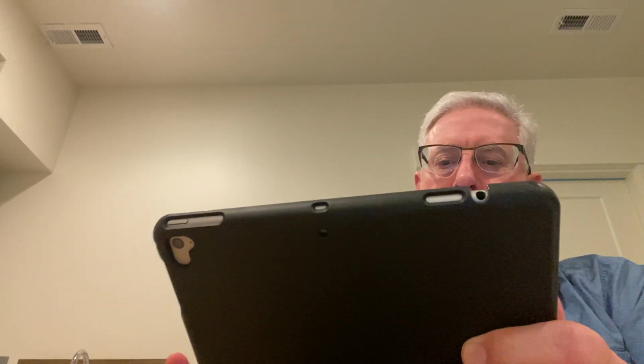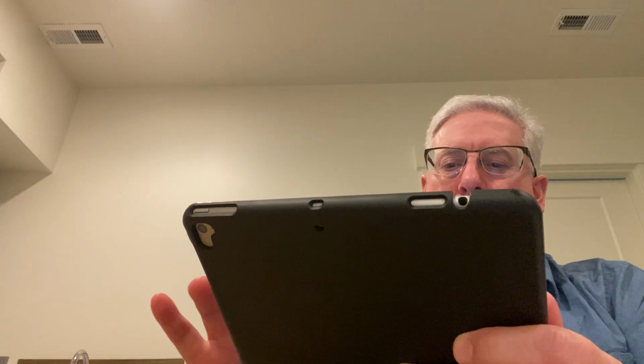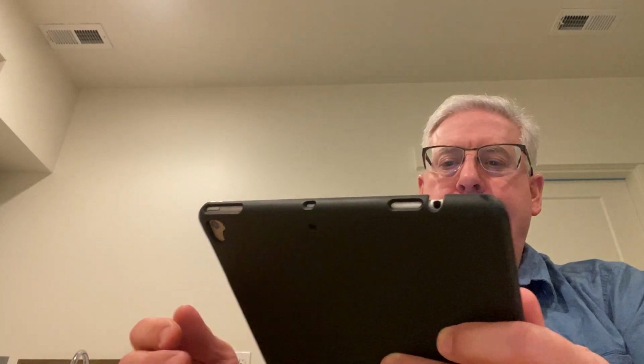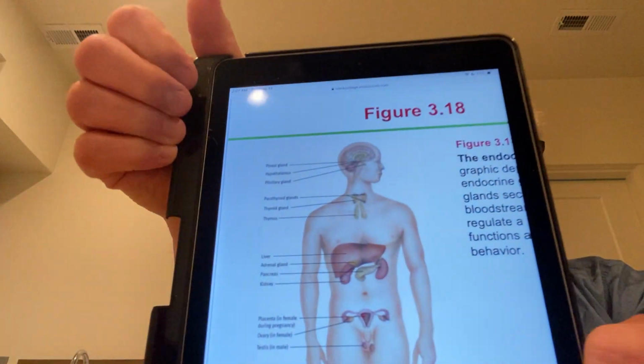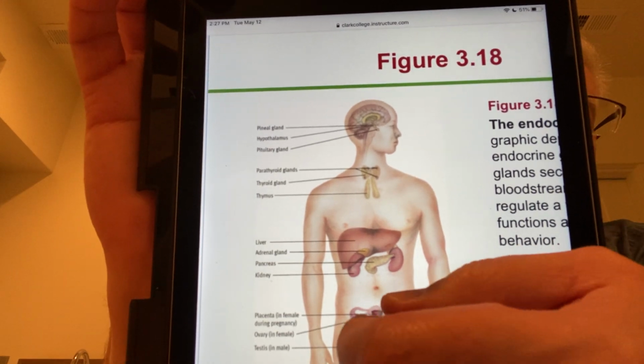Let's now take a look at the endocrine system. Here is your endocrine system. Now, as you can see right at the top, that's where the hypothalamus is.